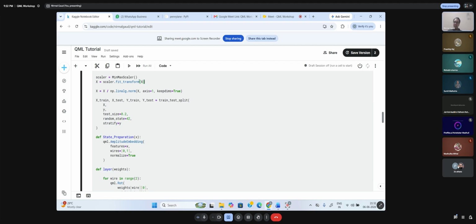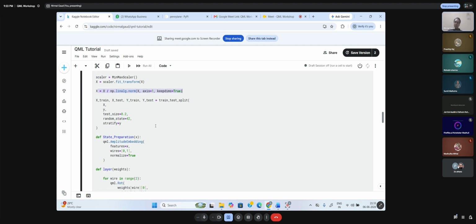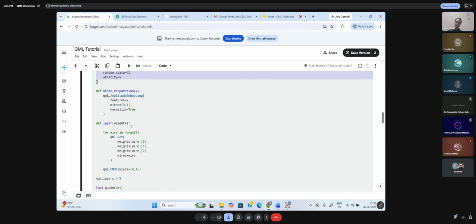We are scaling our x, aligning our x, converting it into numpy array, dividing it into train test, then creating our quantum circuit.